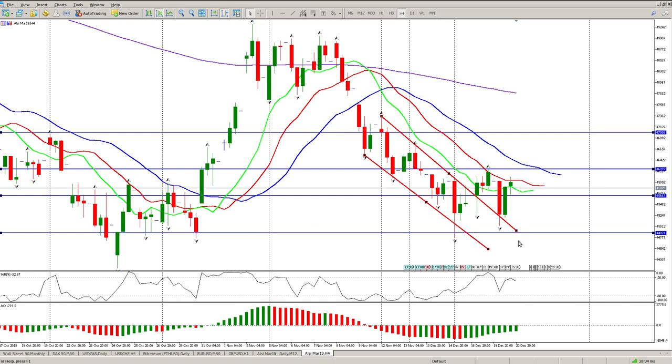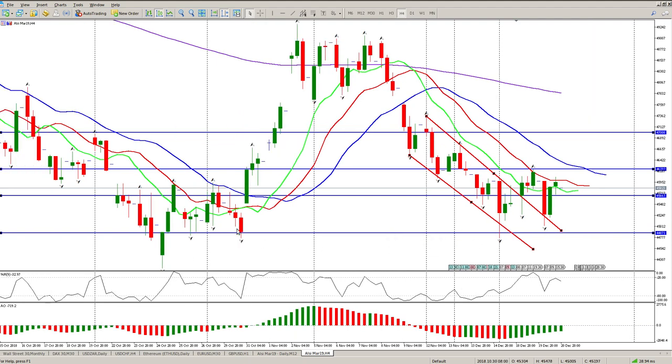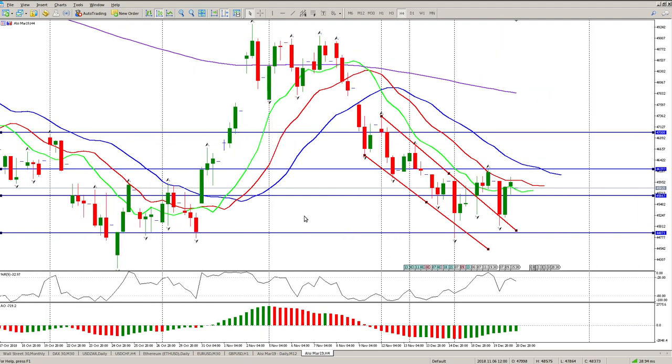And then I think the worry is whether we break through 44,871. We start breaking below this level here where this congestion is, then you can see a much bigger move to the downside playing out.